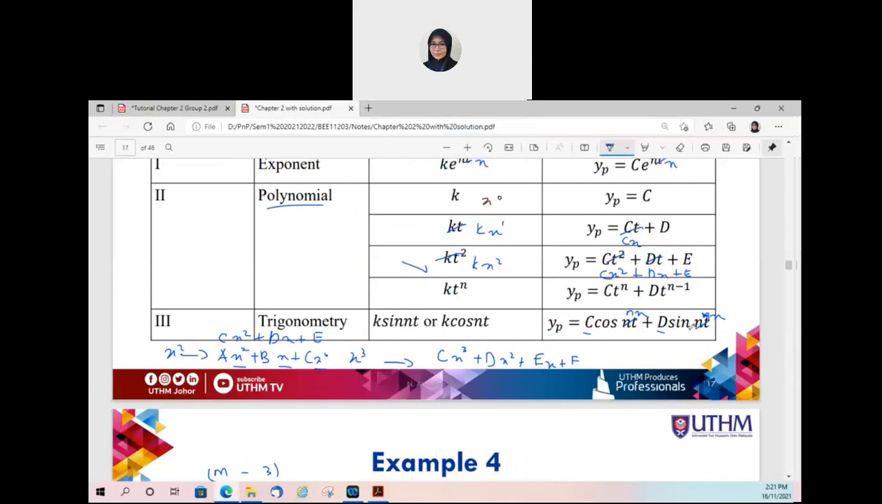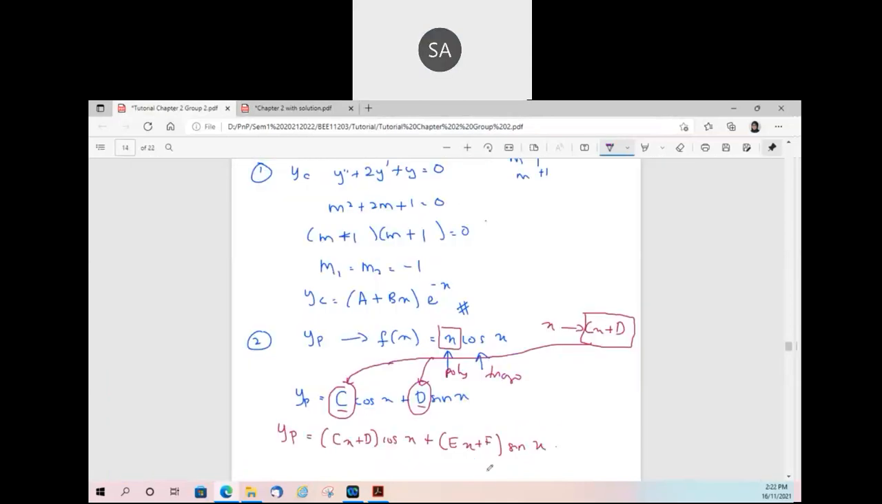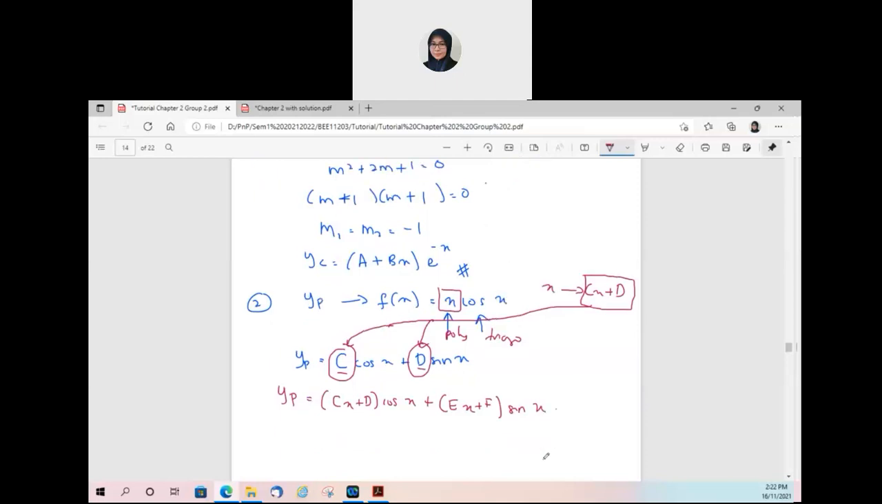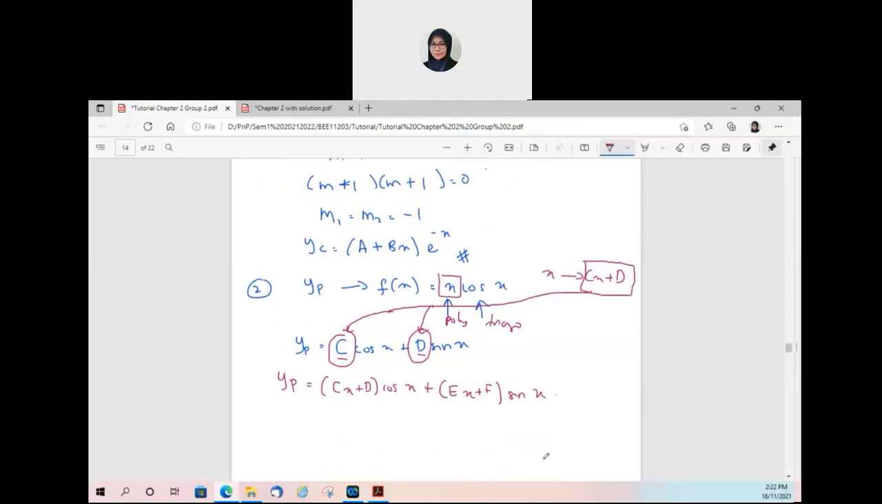Oh, betul. Okay. Dia faham. Okay, dia pakai yang tu. Okay. But here you have X. Then you have to replace C and D with this polynomial. Okay. Then your YP will be CX plus D cos X plus EX plus F sin X. Okay, faham. Yang lain faham tak?